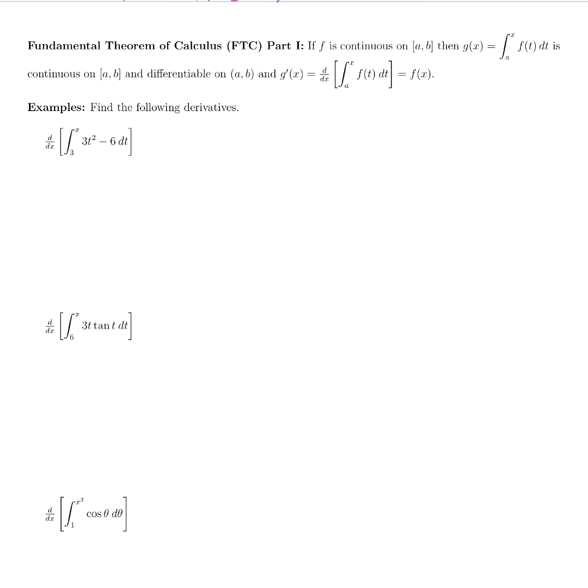Okay, so here I want the derivative with respect to x of the integral from 3 to x of 3t squared minus 6 dt. The thing playing the role of a is 3. The thing playing the role of f of t is 3t squared minus 6. And the upper limit of integration is just x. So this says that this should be just f of x.